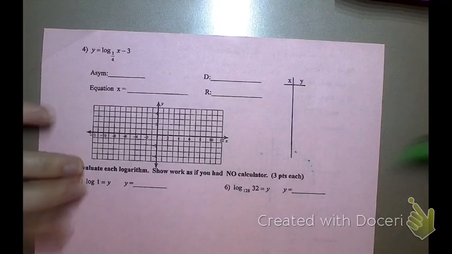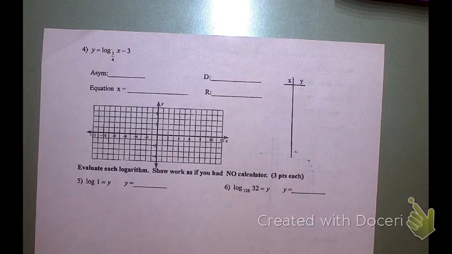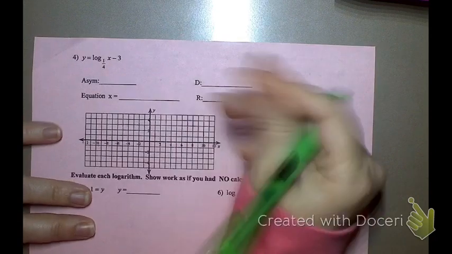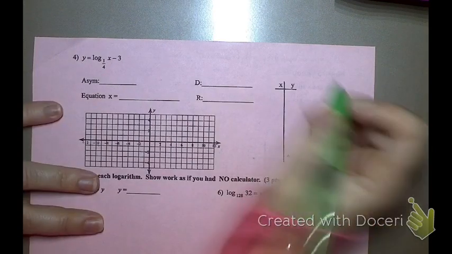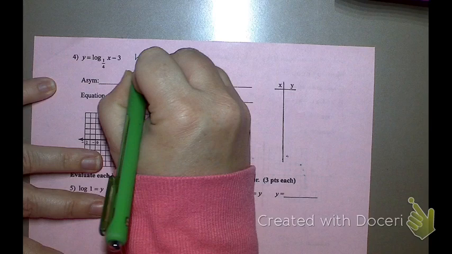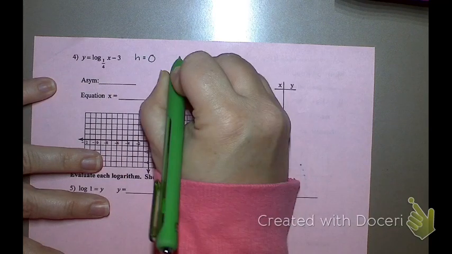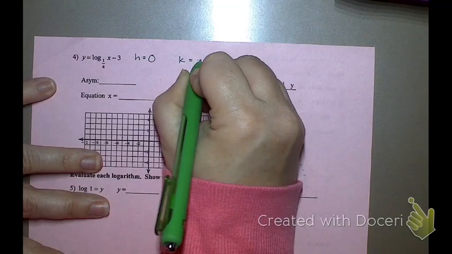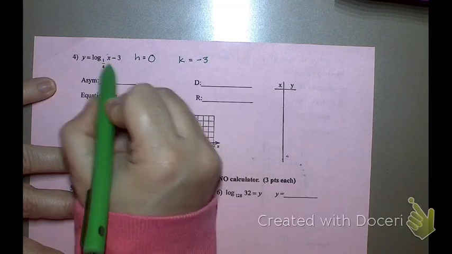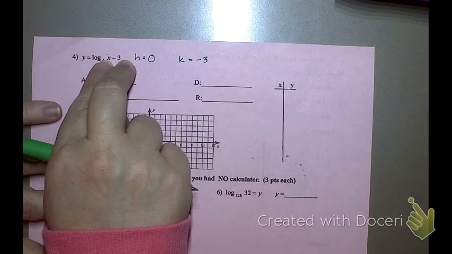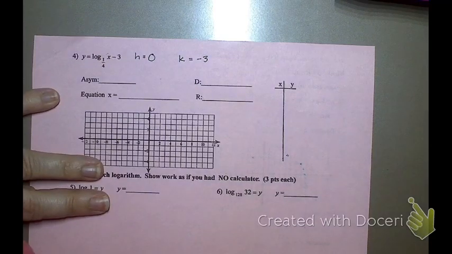All right, backside. Here's the place where people finally lost a point or a half a point. Not like I'm trying to make you lose points, but what is my h value here? 0. What is my k value? Negative 3. If this was in parentheses, what would my h value be? 3. And my k value would be 0.